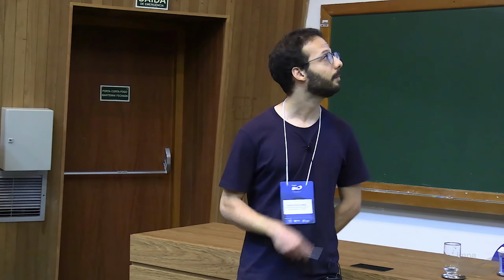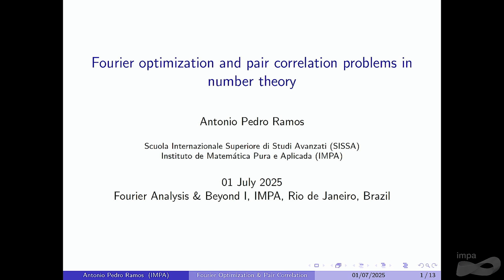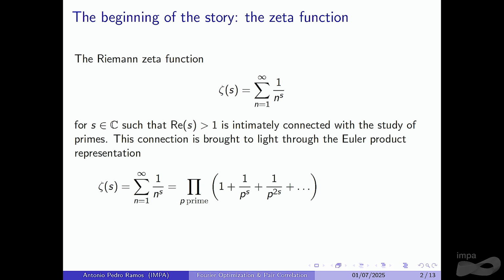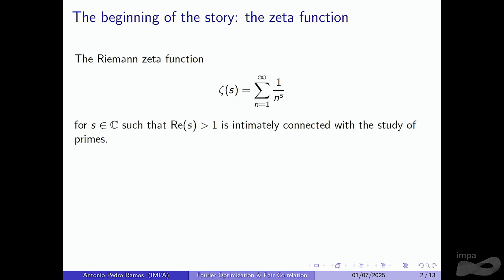So today I'm going to talk about how to obtain certain bounds related to number theory using the pair correlation of sequences in number theory, using the framework of Fourier optimization. And so the beginning of the story, as is usual in anything in analytic number theory, is the Riemann zeta function. And so I'm going to review some classical facts about why we care about this function.